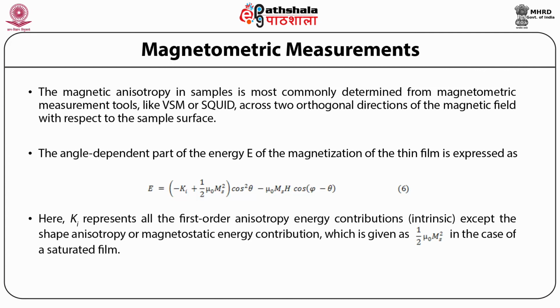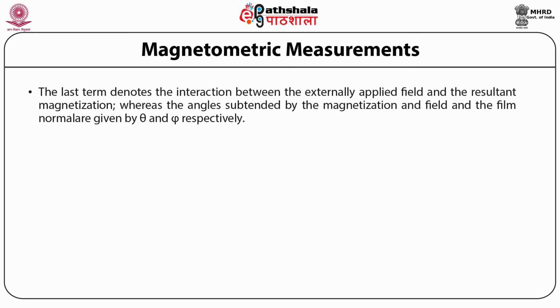Here, Ki represents all the first order anisotropy energy contributions which are intrinsic except the shape anisotropy or magnetostatic energy contribution, which is given as 1 by 2 into mu naught Ms square in the case of a saturated film. The last term denotes the interaction between the externally applied field and the resultant magnetization, whereas the angles subtended by the magnetization and the field with the film normal are given by theta and phi respectively.